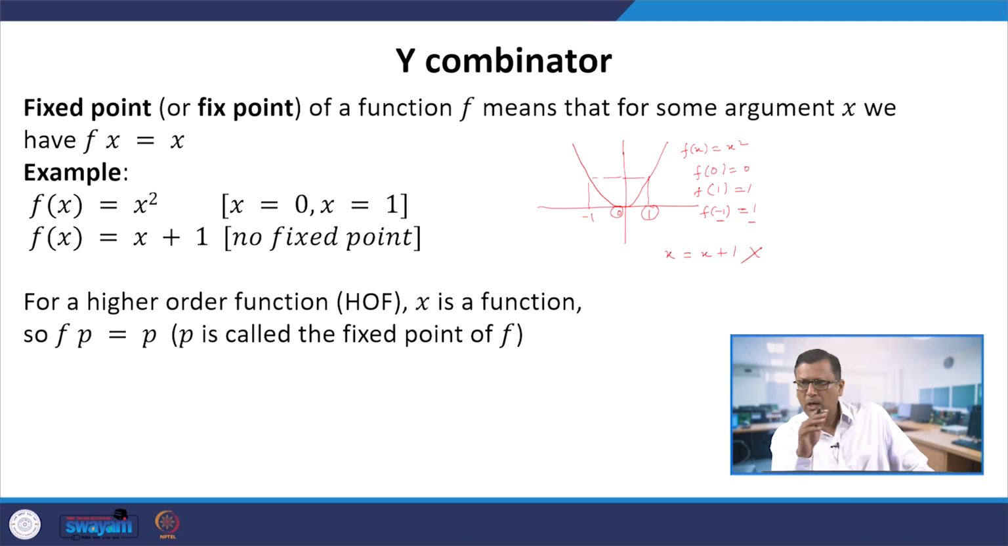Now when we move on to higher order functions, remember that in lambda calculus everything is a function. So x is also a function. For a higher order function, f of p should be p. P is called the fixed point of f.